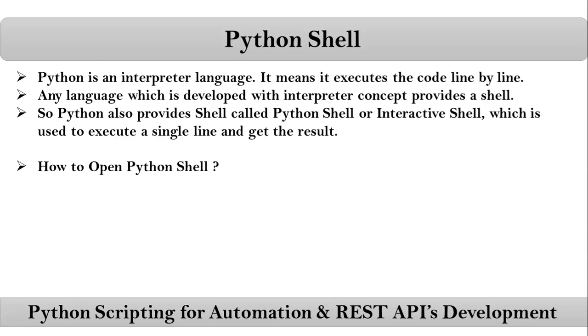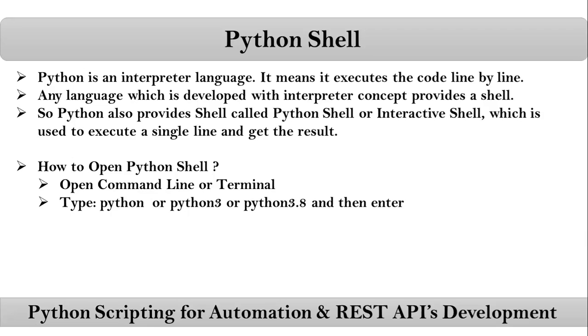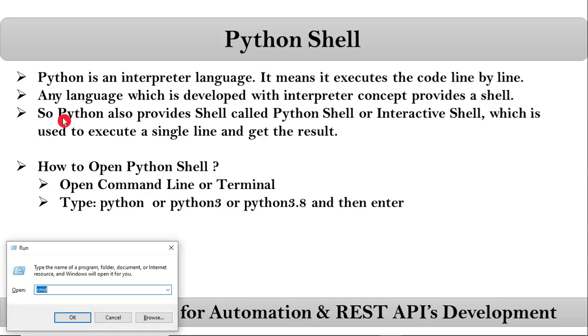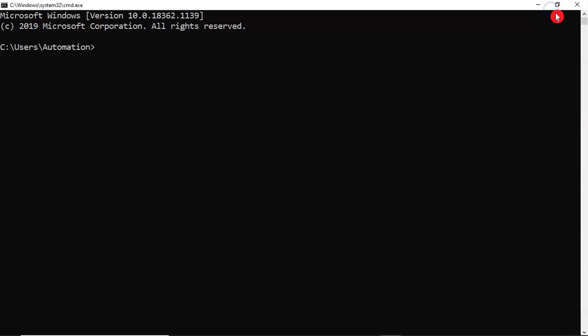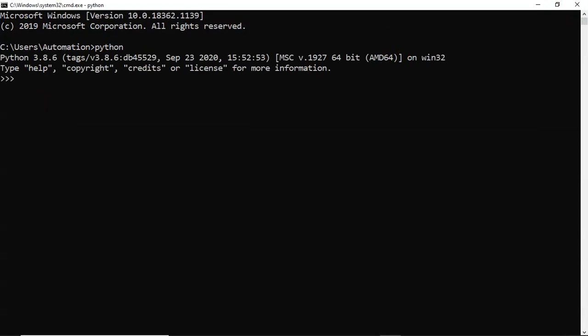If you want to open Python shell, simply open your command line on your Windows operating system, or on your Linux just open your terminal and then type python. On Windows just type python, but on Linux you can type python if you have Python 2. And if you have Python 3 and multiple versions, then you have to select the particular Python interpreter name. First let me open the Windows command line so that we can enter into Python shell. Simply type python and then enter. Now we are in the Python shell.